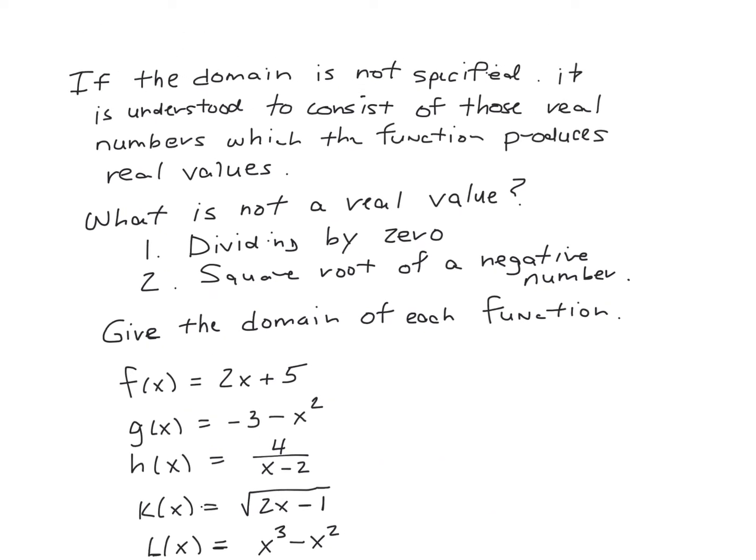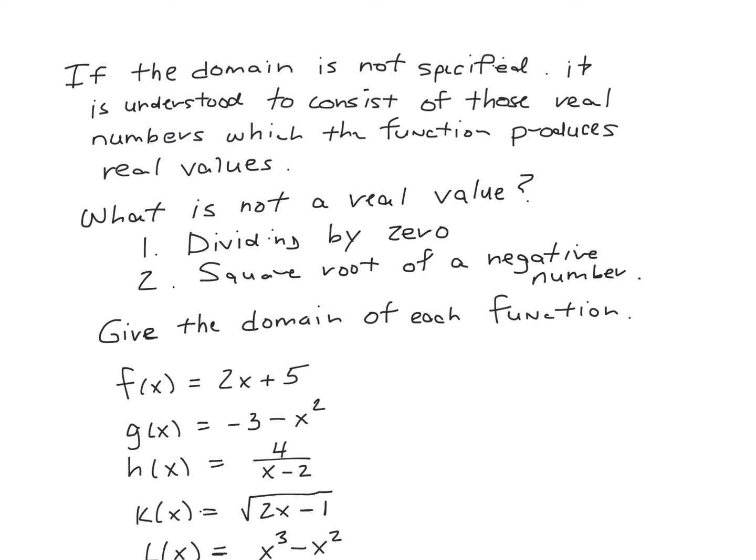If the domain of a function is not specified, it is understood to consist of those real numbers for which the function produces real values. So if you think about this, what is not a real value? Things we've talked about already is that you cannot divide by 0. So anything that would make it undefined or make the denominator of a fraction 0 could not be part of your domain. And the square root of a negative number obviously involves i and is not a real number. Everything else we've talked about produces real numbers.